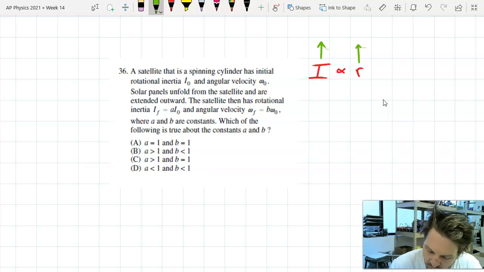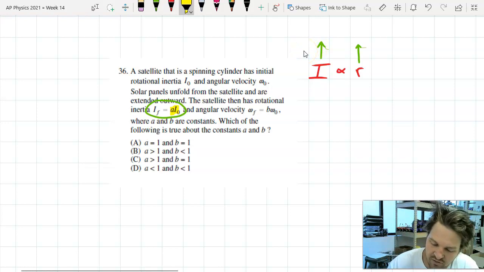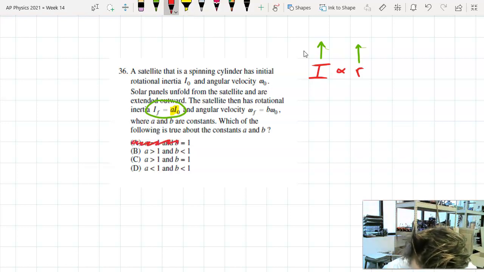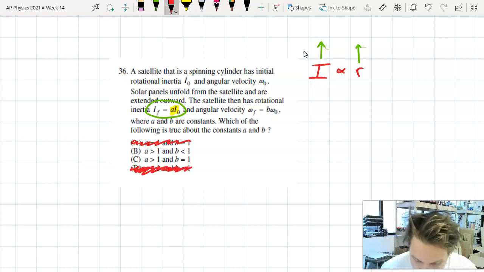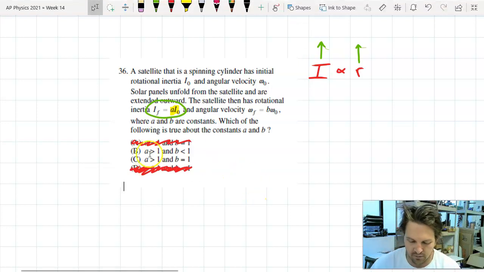So we know right away that A needs to be bigger than it was before, because now I is bigger than the initial one. So A has to be greater than 1. It can't be equal to 1. It's got to be greater than. So B is good, C is good, A says less than 1, or D says that A is less than 1. So D is out. Okay.